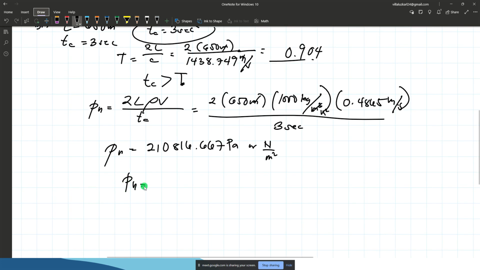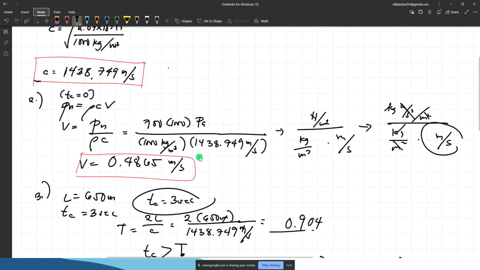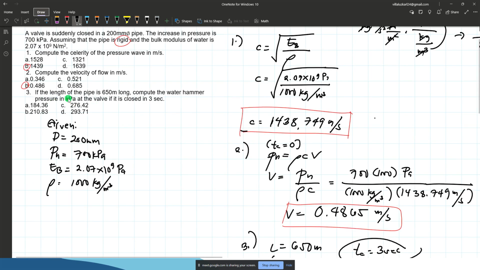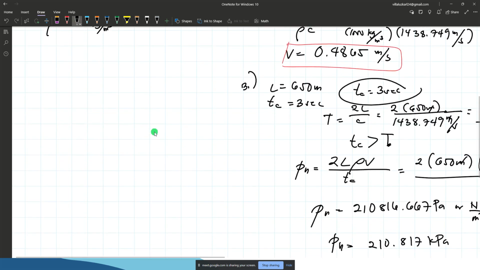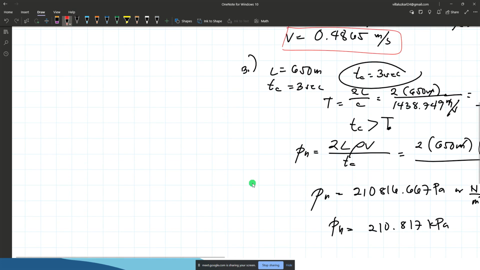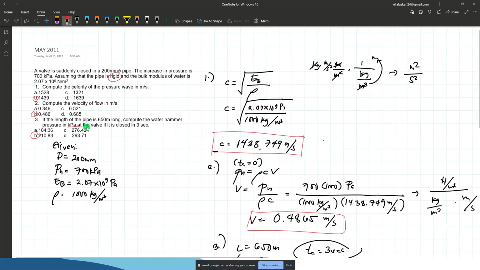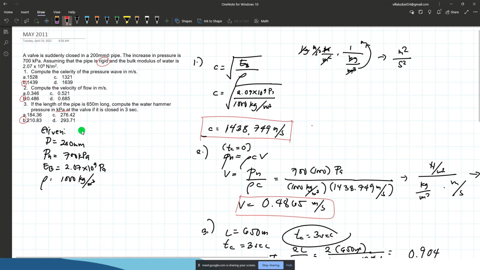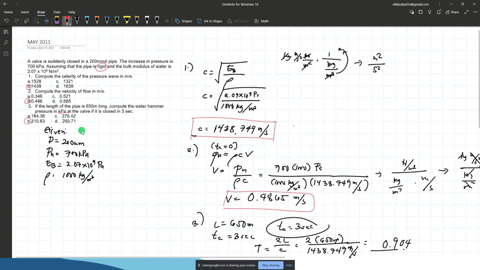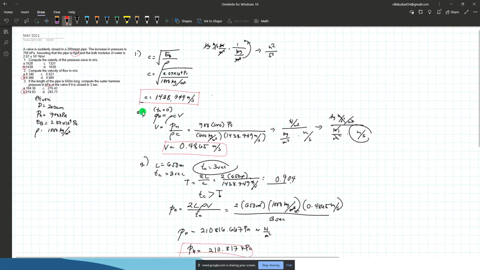210,816.667 Pascal or Newton per meter squared. We convert this into kilopascal, just divide it by 1000. So in the choices, we have a unit of kilopascal. So the nearest answer is 210.83, letter B. That's for number 3 question. So that's for example number 1. Okay, that's how you solve the water hammer pressure and its celerity, wave celerity.